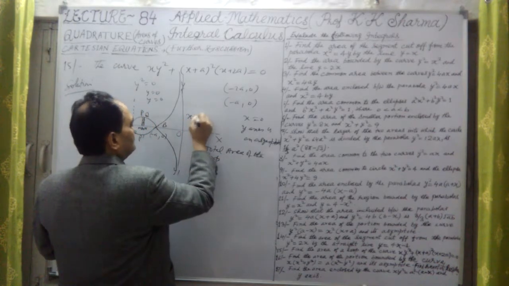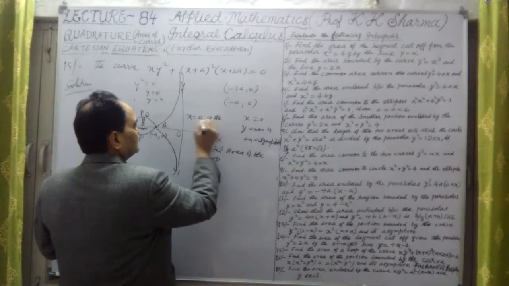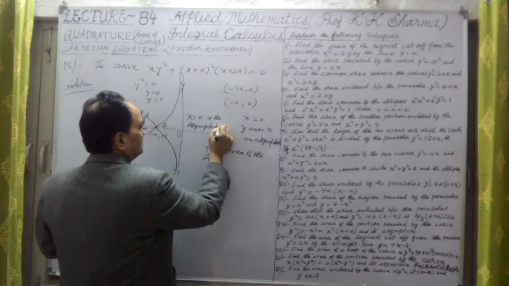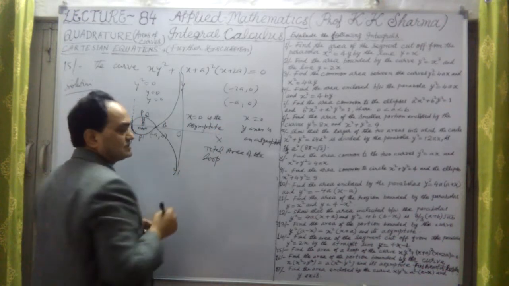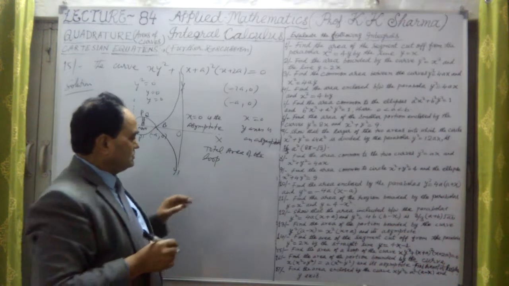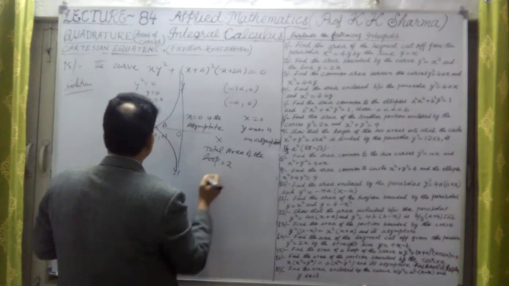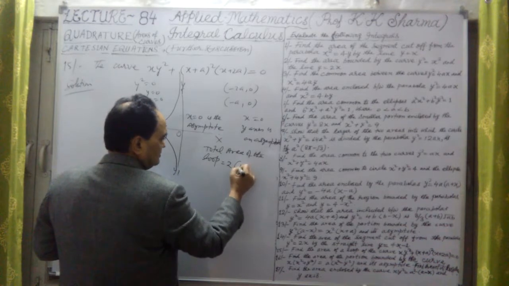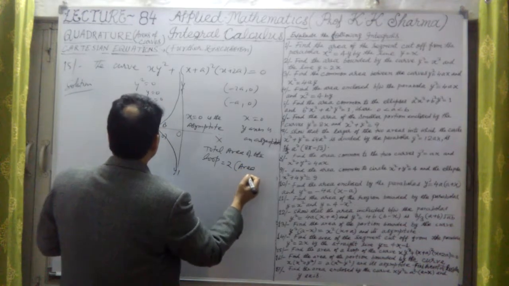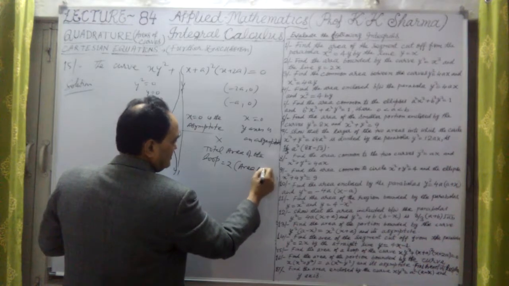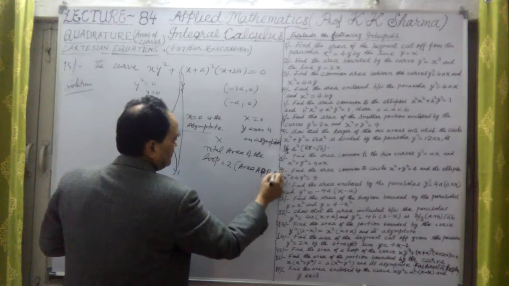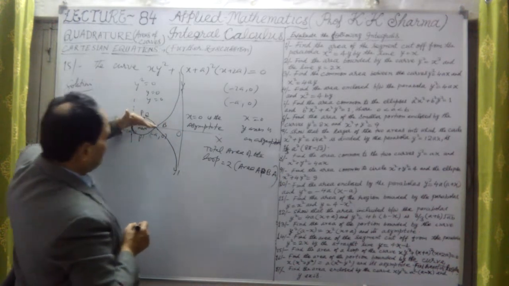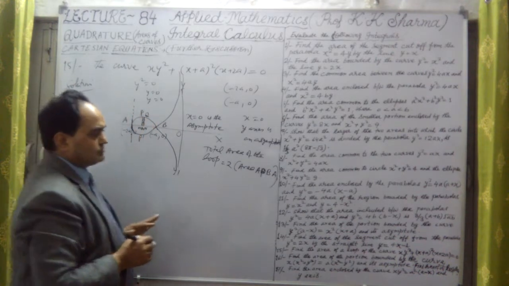And here x equal to 0 is the asymptote. The Y axis is the asymptote here. This is simple. As we have seen here, this is the asymptote. Now the total area of the loop therefore will be twice the area APB, or APBA. If I take twice of this upper loop, then the total area of the loop will be calculated.